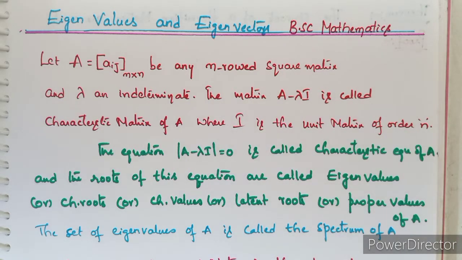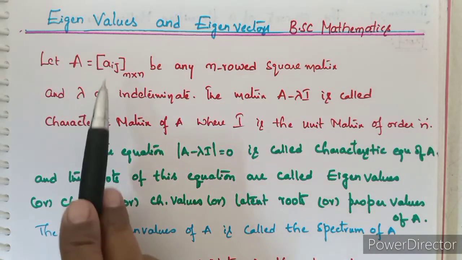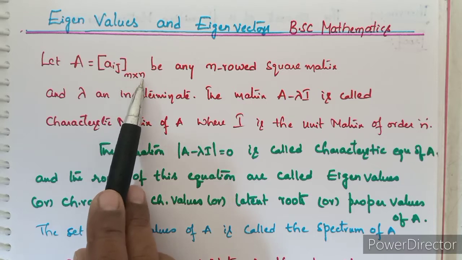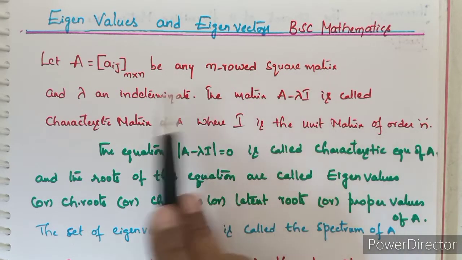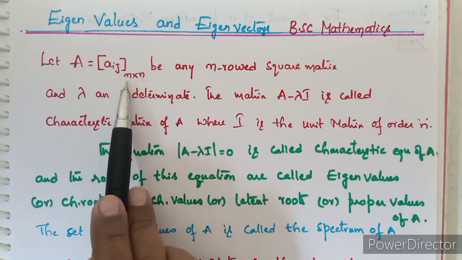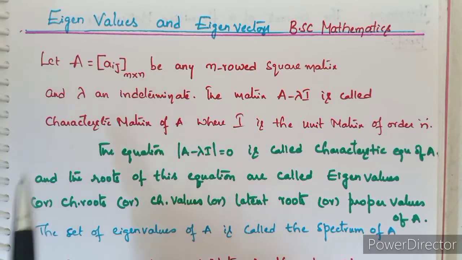Today we are going to start a new chapter, that is eigenvalues and eigenvectors. B.Sc final year topic. Let A = [aij], of order n by n, be any n-rowed square matrix. This is a square matrix, so the number of rows and the number of columns are the same.